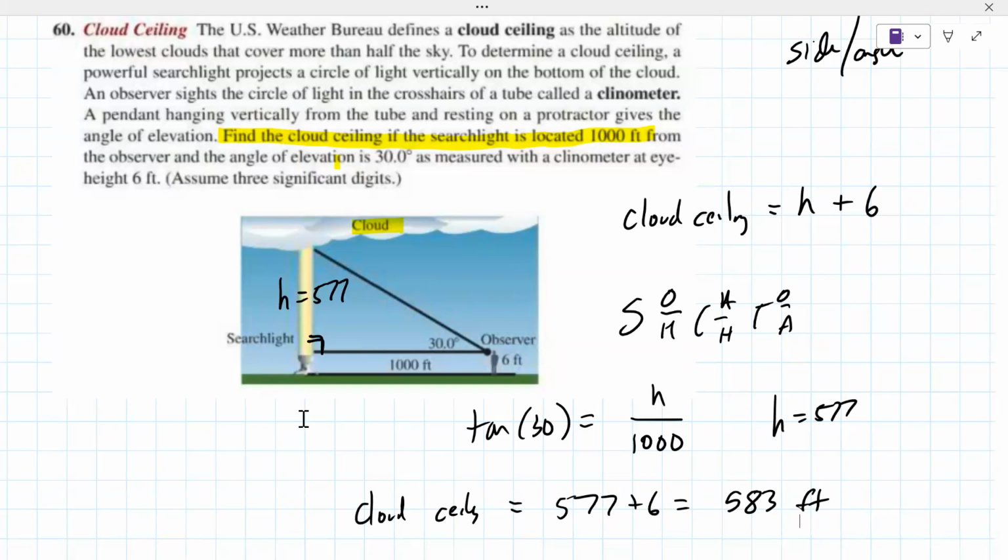Could we do 59 and 61 for these? Yeah, we can do them all. Yep.